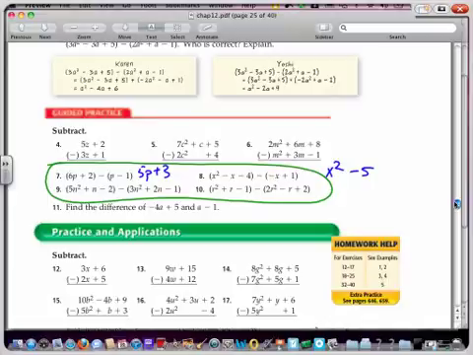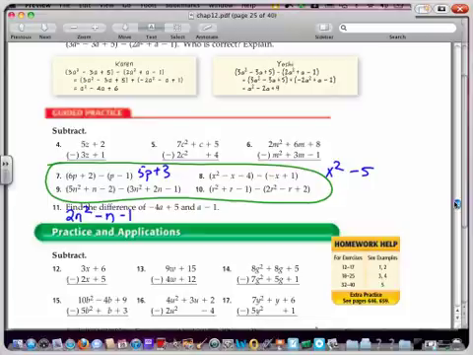On number 9, 5n minus 3n would be 2n squared. N minus 2n would be negative n. And negative 2 plus 1 is negative 1. If I make a mistake, let me know.